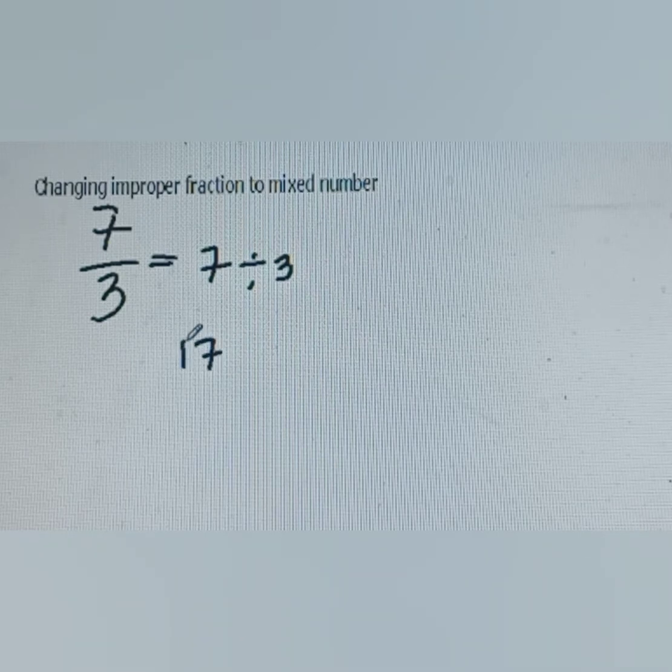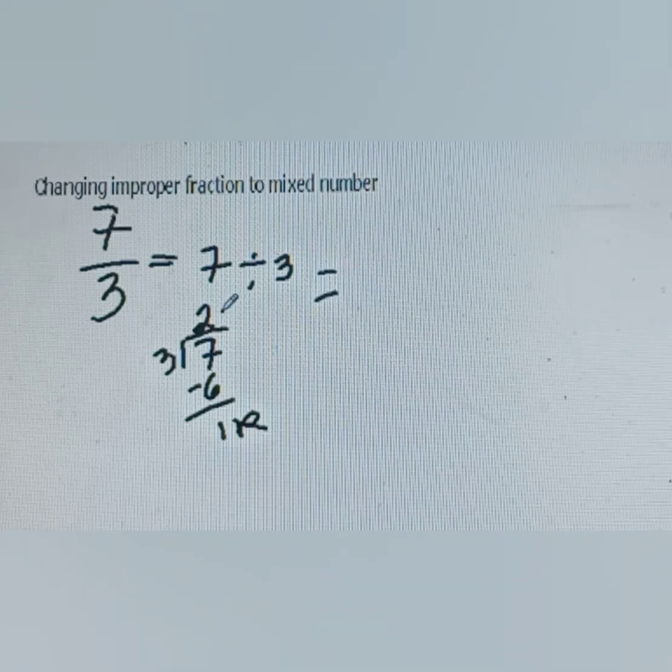7 divided by 3. So how many 3's are there in 7? Yes, there are 2. So let's write 2 here. Then 2 times 3, that's 6, correct? So 6. Then subtract. So 7 minus 6, that's 1. So that's our remainder, 1. Correct? So how do we write this now to mixed number? So let's put equal here. 2 here is our quotient, the whole number. So we put 2 here.